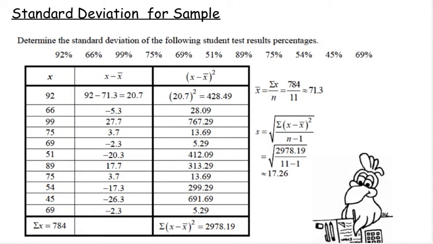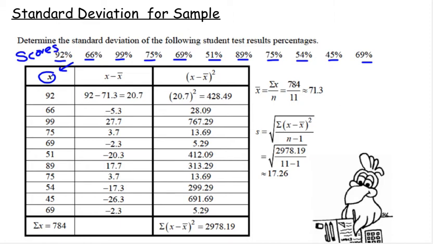All right, this first example, I'm just going to walk you through it. If you want to pause and write it down, you can, and maybe just listen through this video. Here's the example. We want to determine the standard deviation from the following student test scores. So the first student got a 92%, then 66%, 99%, 75, 69, 51, 89, 75, etc. So what you do in your first column is you write down those scores. So your scores are going to go here.